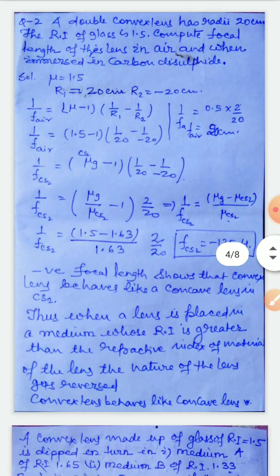Now second question: a double convex lens has radii of 20 centimeter. The refractive index of glass is 1.5. Compute the focal length of the lens in air and when immersed in carbon disulfide. When the lens is placed in air, the refractive index is given as 1.5 for glass and the radius of curvature is 20 centimeter. So R1 is 20 and R2 is minus 20. Substituting the values, we get the focal length in air as 20 centimeter.